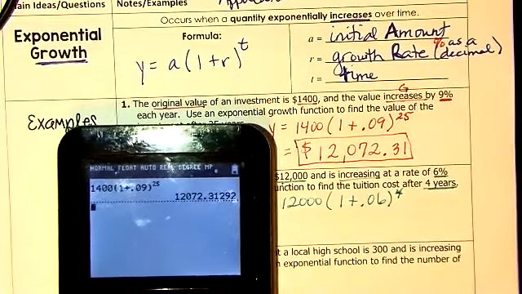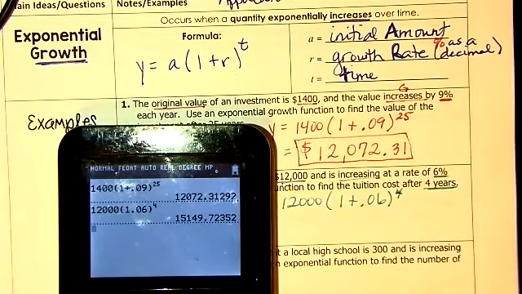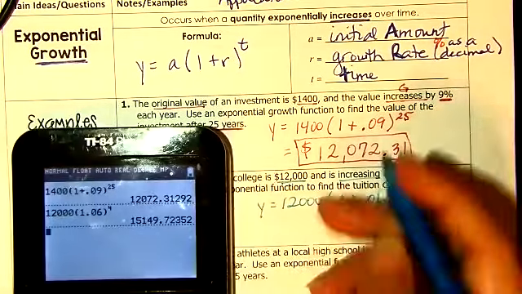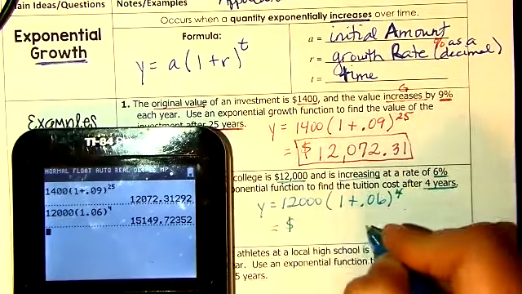Just like it's written, I'm going to have 12,000, open parentheses, 1. And I could actually do this addition together because you know that this is going to be 1.06. If you don't, then type it like we did above, and that's okay. Raised to the 4th power, enter. And we're dealing with money again, so I have to have my units.